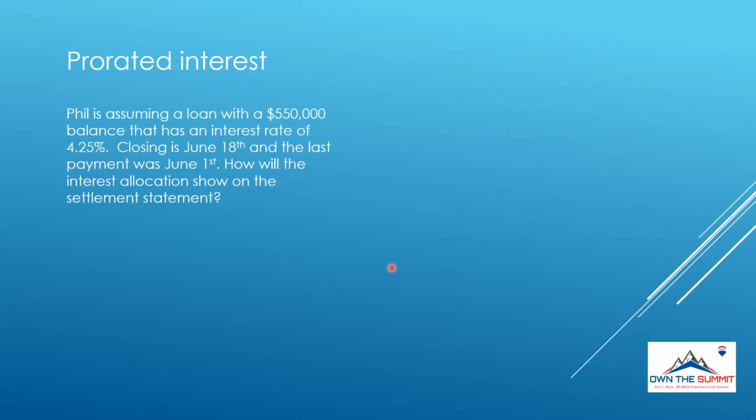Here's another one. Phil is assuming a loan with $550,000 balance that has an interest rate of 4.25%. Closing is June 18th, and the last payment was June 1st. How will the interest allocation show on the settlement statement? Well, again, remember interest is paid in arrears. So the June 1st payment paid for May interest. The seller owes interest for June 1st through 18th because the seller owned the house through the 18th.